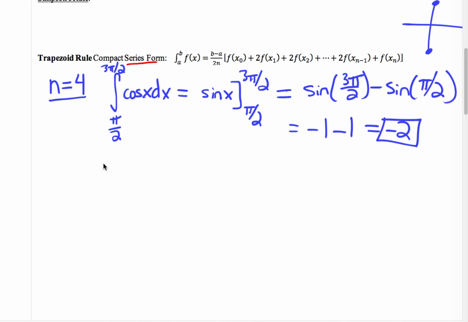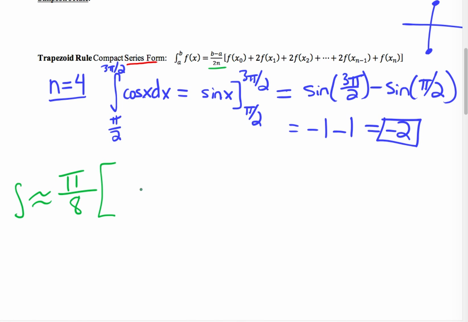So we know the answer is actually negative 2, so let me get a different color. And we're going to use this. Okay, so first we need to do b minus a over 2n. So b minus a, 3 halves pi minus 1 half pi, that's pi, right? So we're going to say that the integral is approximately pi, because that's b minus a, over 2n. 2 times n is 4 for us, so we're going to have pi over 8.